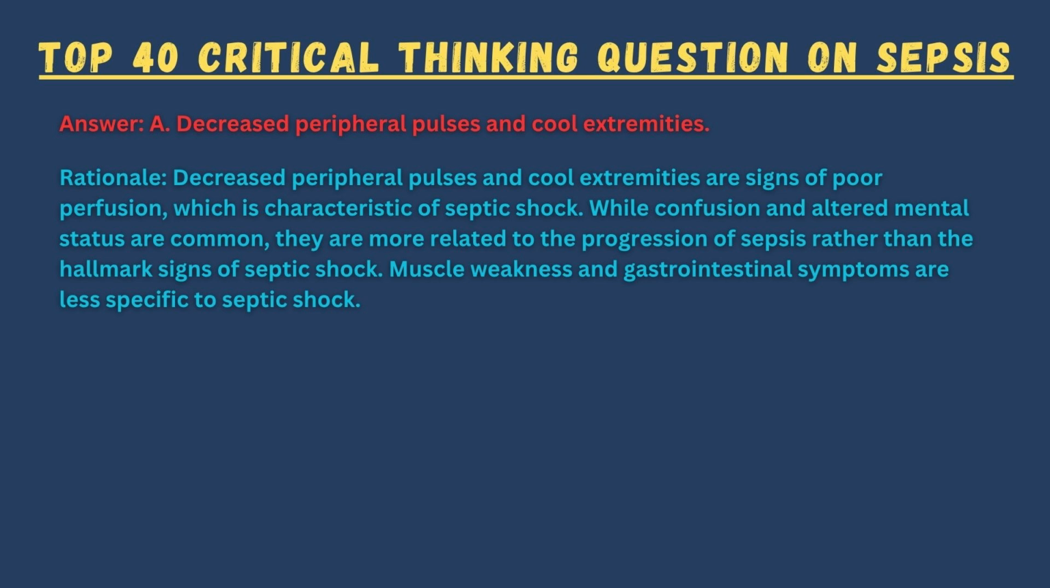Rationale. Decreased peripheral pulses and cool extremities are signs of poor perfusion, which is characteristic of septic shock. While confusion and altered mental status are common, they are more related to the progression of sepsis rather than the hallmark signs of septic shock. Muscle weakness and gastrointestinal symptoms are less specific to septic shock.